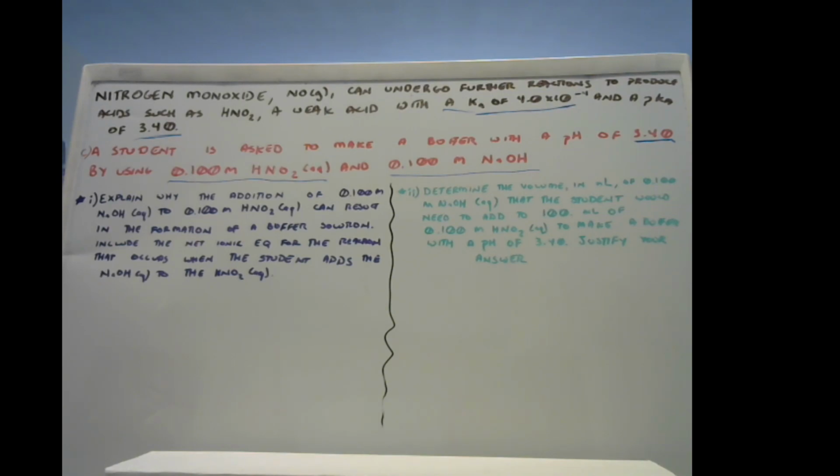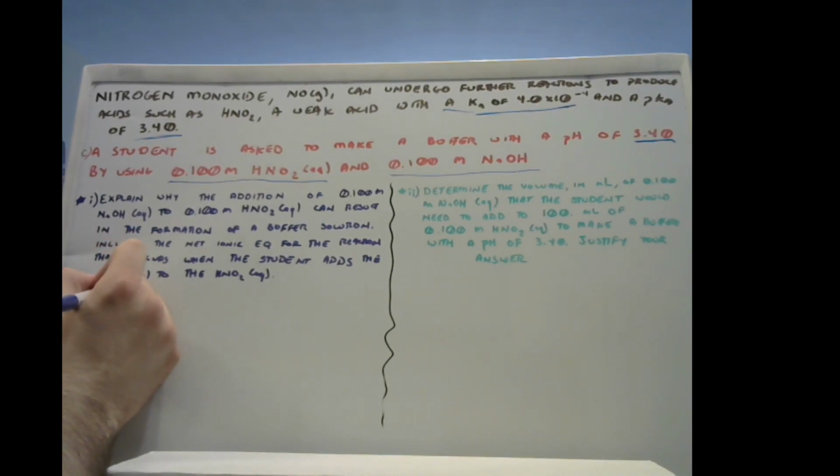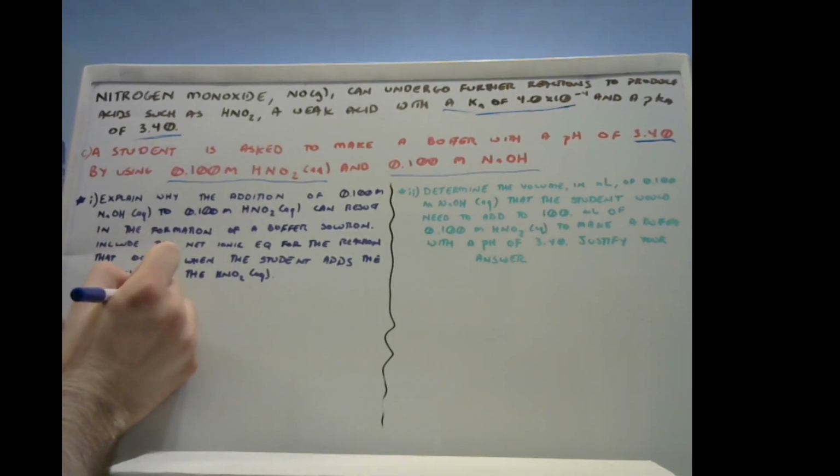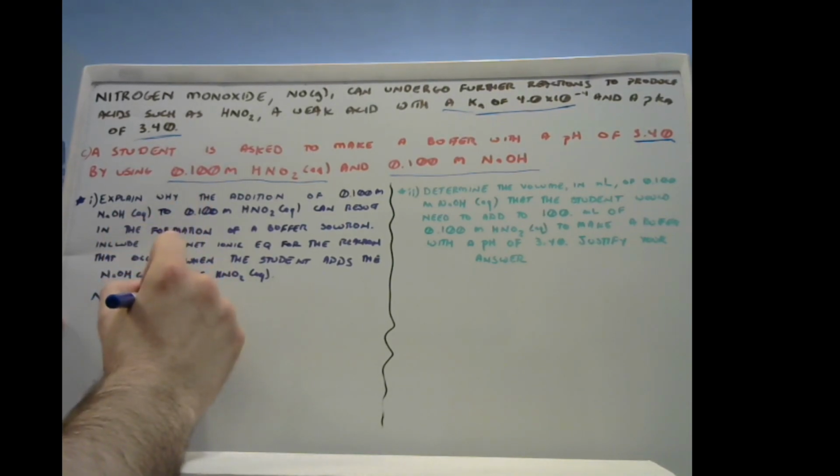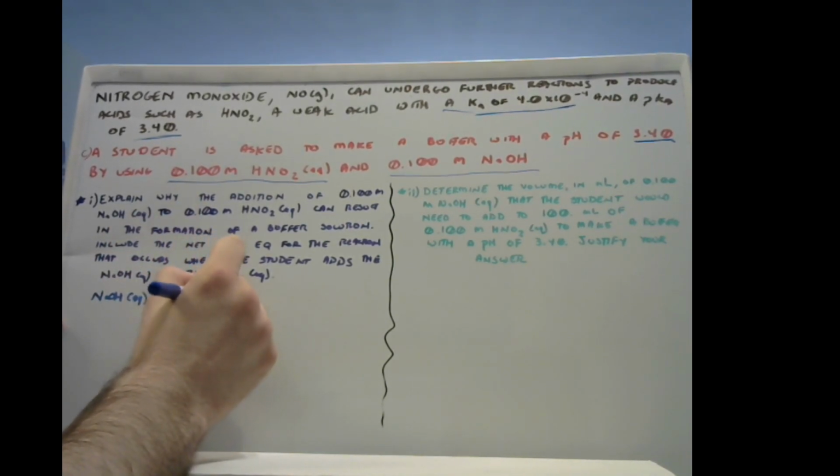Explain why the addition of 0.100 molar sodium hydroxide aqueous to 0.100 molar nitrous acid can result in the formation of a buffer solution. Include the net ionic equation for the reaction that occurs when the student adds NaOH to the HNO2. So it tells us what it wants right here. Include the net ionic equation. Why don't we start there? So I'm going to add sodium hydroxide plus nitrous acid.